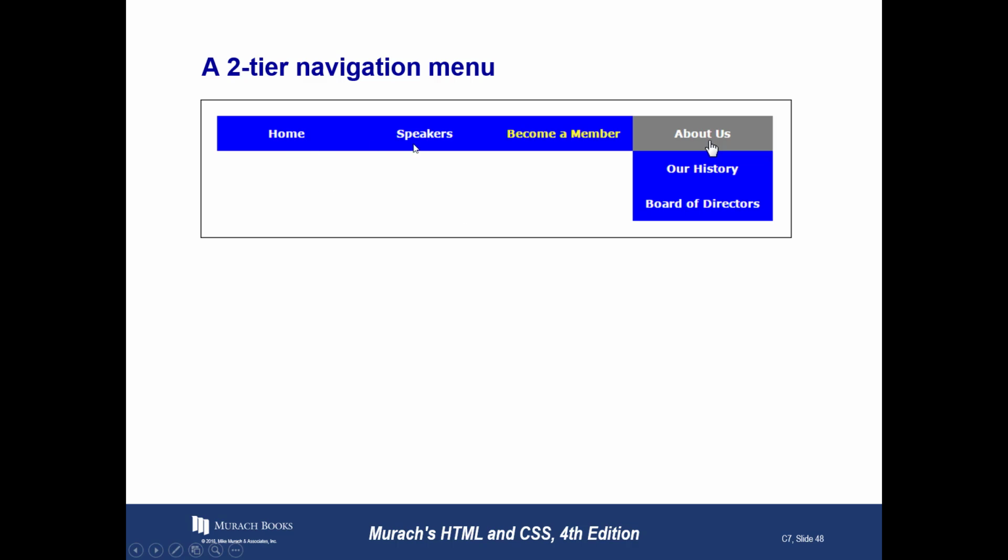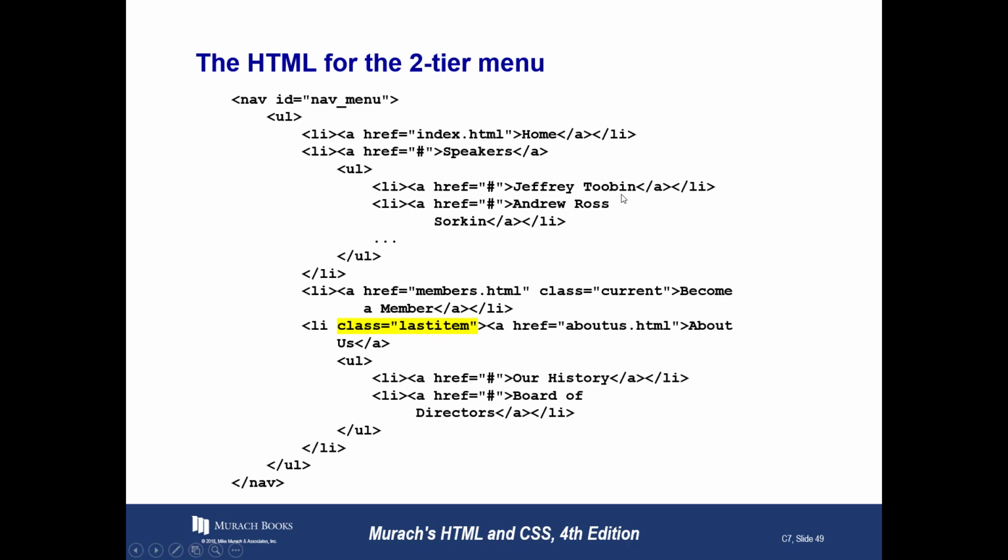Here's a two-tier navigation menu. So this is also referred to in here as a sub-menu. You can see how you can build that. When you do it, what you have is you've got an unordered list here, and we've got another unordered list inside of there. All right?